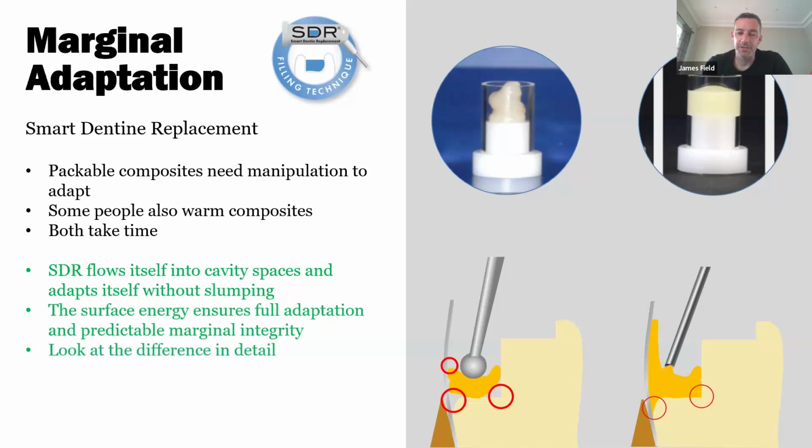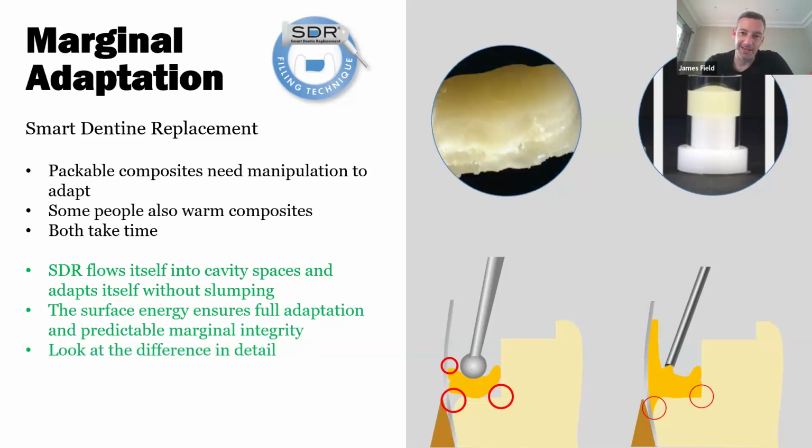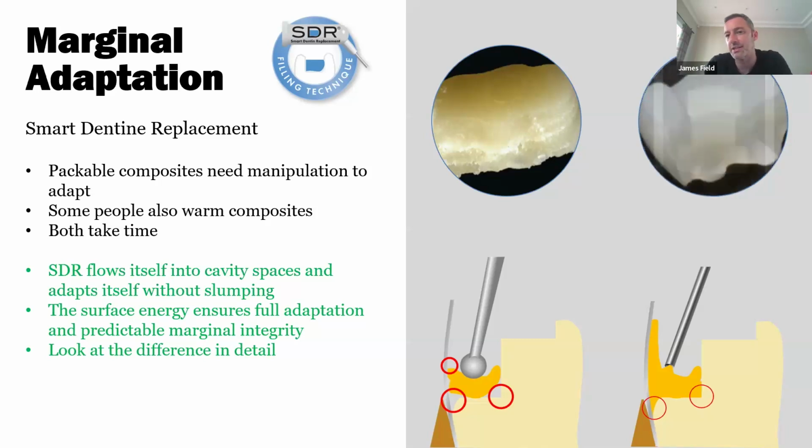If you look at the pictures above again as they change, you can see what that marginal adaptation looks like when the material has been at the margin. And with a packable composite, you get a reasonable adaptation. But with the SDR flow, you get a really, really accurate representation of the margin.